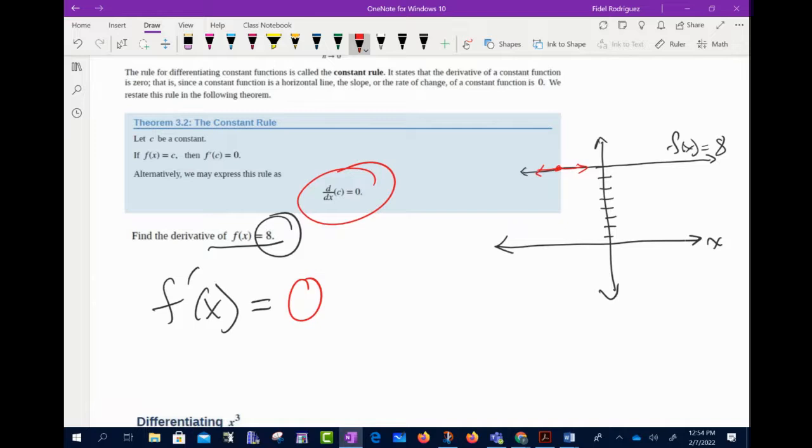Okay. So the derivative of a constant, it doesn't matter if it's a positive number, y'all. It doesn't matter if it's negative. It doesn't matter if it's 1/2. It doesn't matter if it's negative 7/8. It doesn't matter if it's 5 or if it's negative 2 or if it's 0 itself. The derivative of a constant is always going to be equal to 0.